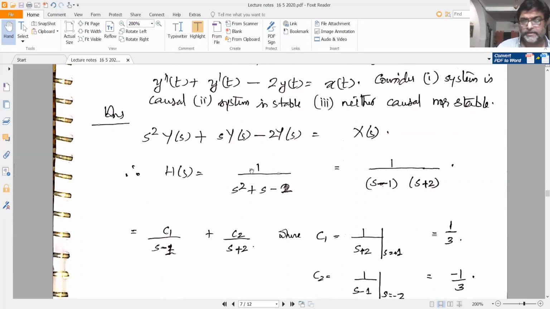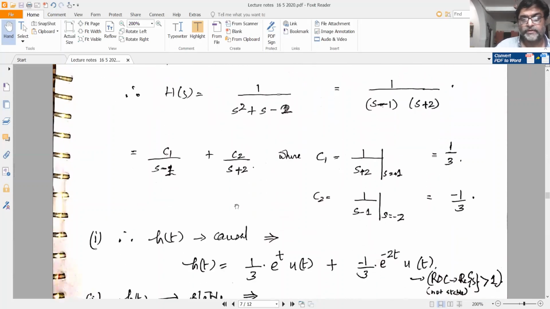which means you can write h of s is equal to 1 by s squared plus s minus 2. Factorize as 1 by (s minus 1)(s plus 2). Partial fractions give 1 by 3 by (s minus 1) plus minus 1 by 3 by (s plus 2). Find out the partial fraction coefficients C1 and C2 like this.